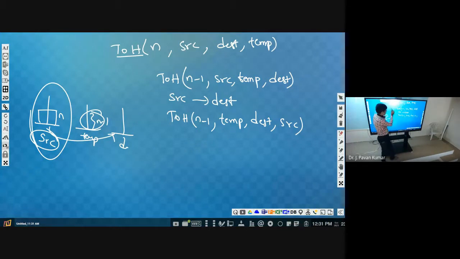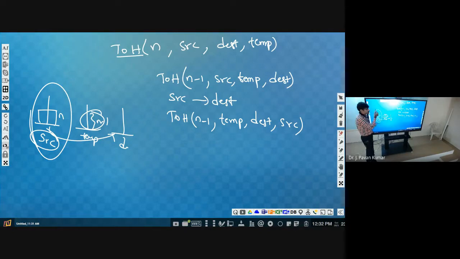Now like this we will repeat. For n we will be shifting n minus 1. For 4 we will be shifting 3. Then for 3, 2. For 2, for 1, directly we will move. So for 1 we will not be having anything to do with temporary.